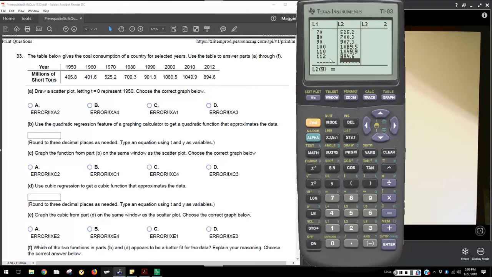And make sure your lists are the same length or this won't work. And it says to draw a scatter plot. Okay, the scatter plot, since we already have stat plot set up as a scatter plot with the years in list 1 and the short tons in list 2 and the mark is the little square, we are going to have to set up the window. So we're going to go to Zoom Stat, because the same window we used last time isn't going to work now. And this is what we see.